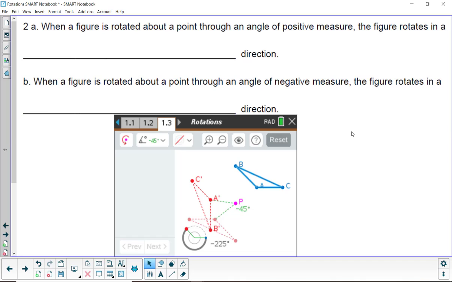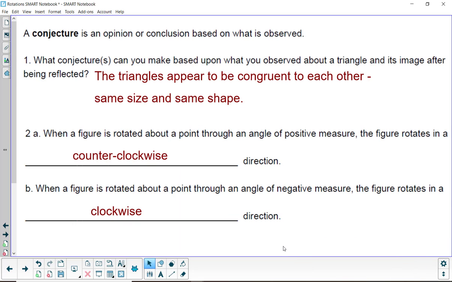So let's return to the PDF and look at problem number 2 and answer both 2A and B. Press pause as needed, or if you need to copy it down, copy it down. And here are the answers to 1 and 2. Press pause as needed. And this is the end of video 1.